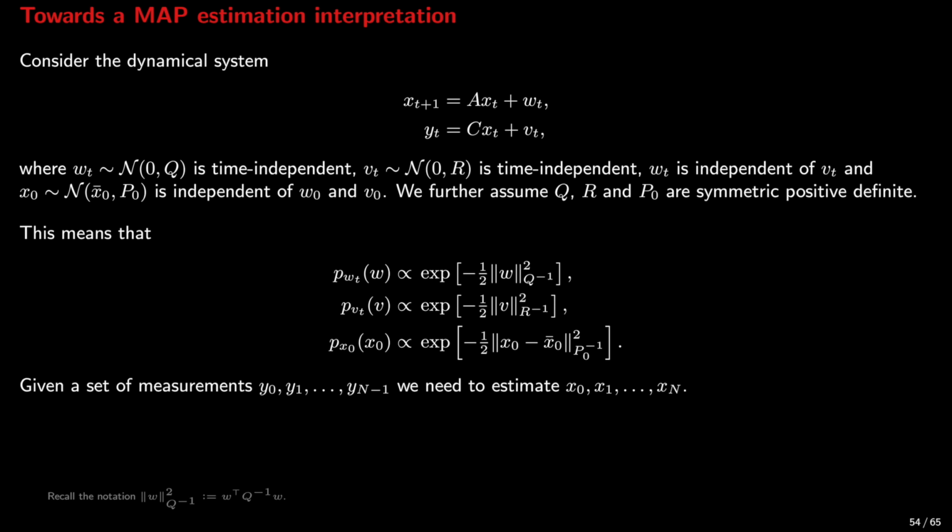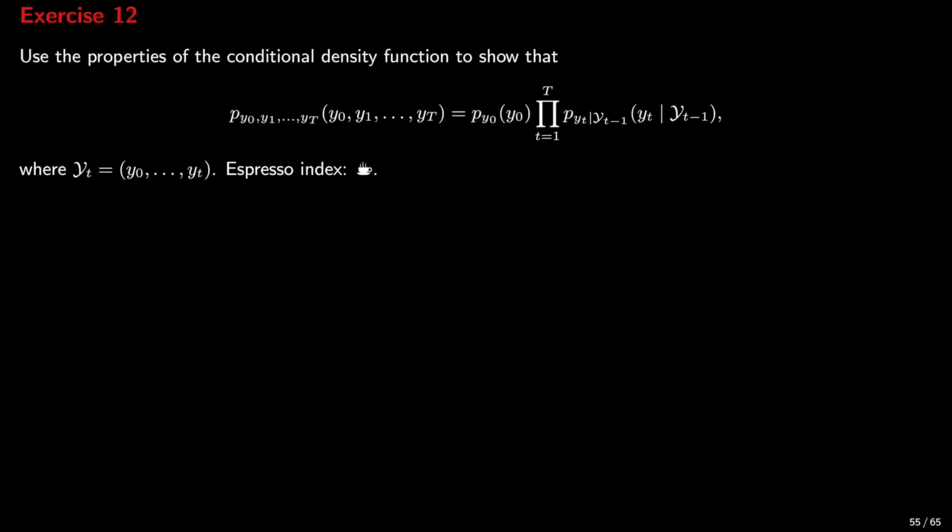The estimation problem is as follows. Given a sequence of measurements y0, y1 up to yn-1, we need to estimate the states x0, x1 up to xn. Next, we state 4 results as exercises that you should try to solve. So exercise 12 says, use the properties of the conditional density function to prove that this holds. We have denoted by y calligraphic subscript t the vector of all outputs from y0 to yt.